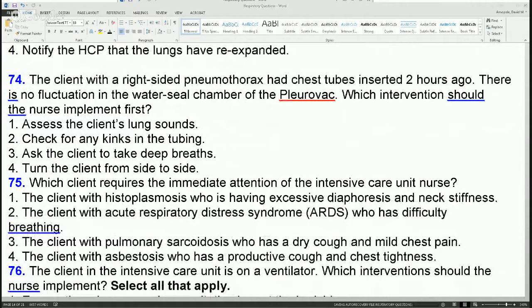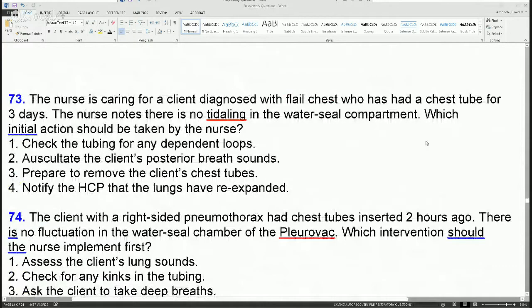Go back up there for just a second. Does it say how old they are or anything? No, it just says they've had it for 3 days. Right. Which one was the answer? You auscultate to see if their lungs are clear. Yes, because you think maybe it's been fixed. Okay.